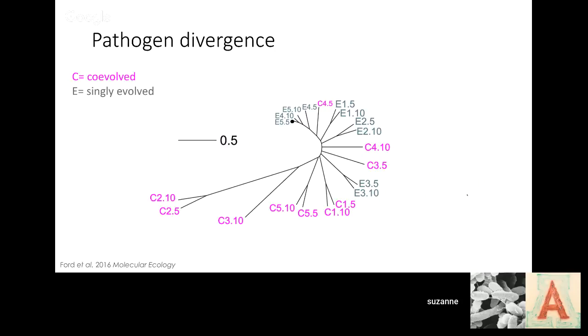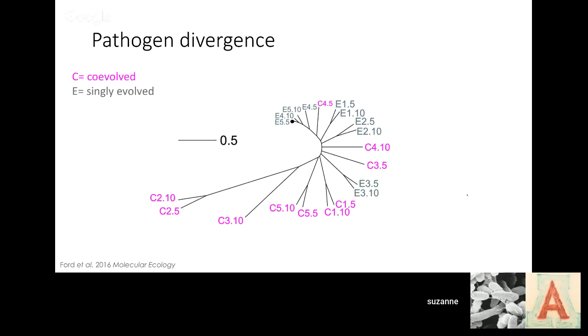So here the black dot is the ancestral population. All of the nodes in the grey are the singly evolved populations. The lettering, the numbers next to them indicate whether they're from line 1, 2, 3, 4, or 5, and whether they're from generation 5 or 10. And the pink nodes are the Coevolved populations. Just as an eyeball, you can see that the branch lengths are much longer for the Coevolved populations. So this sort of suggests that the coevolutionary interactions do actually drive greater pathogen divergence.